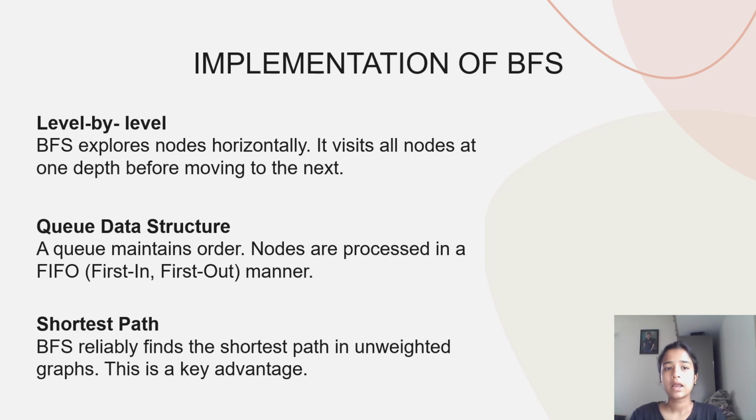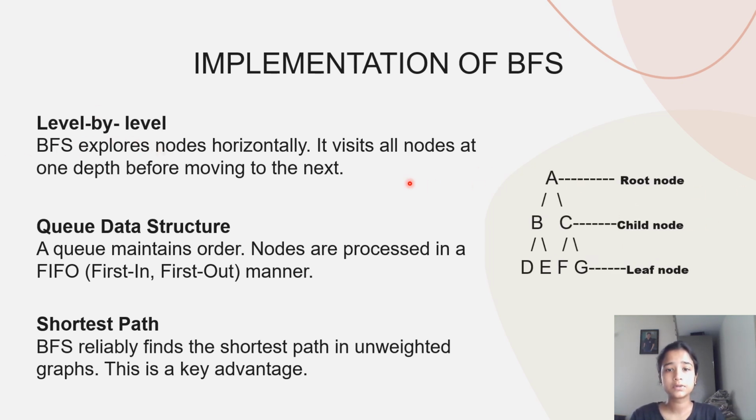Implementation of BFS. BFS explores horizontally, it visits all nodes at one depth before moving to the next. A queue maintains the order. Nodes are processed in a first in first out manner. So BFS reliably finds the shortest path in an unweighted graph. This is a key advantage.